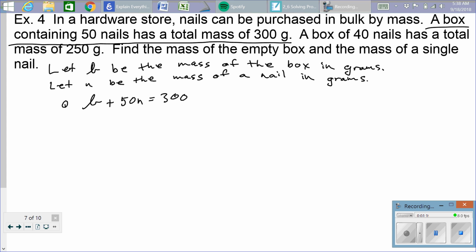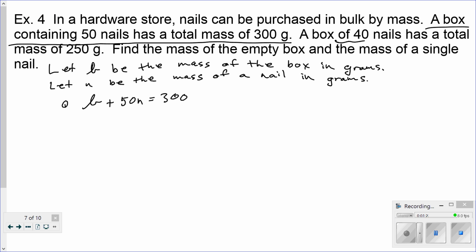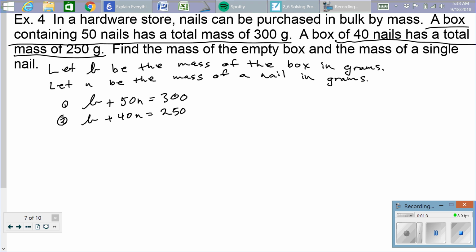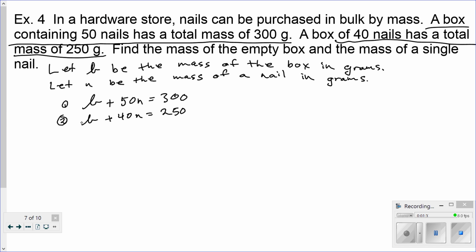And we can similarly do the same setup for this problem here, where we say we have a box of 40 nails that has a total mass of 250 grams. And so now we have B plus 40N is equal to 250. So now we're going to use elimination to get rid of B and solve for N.